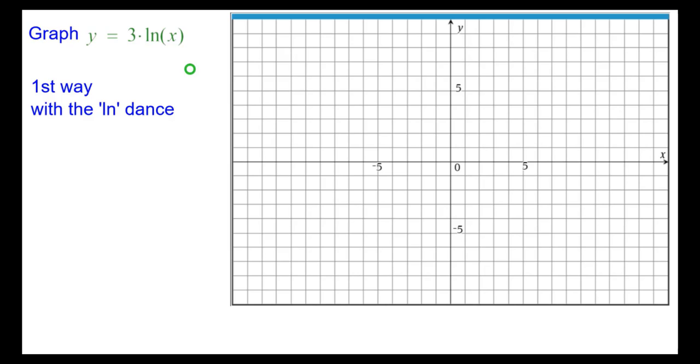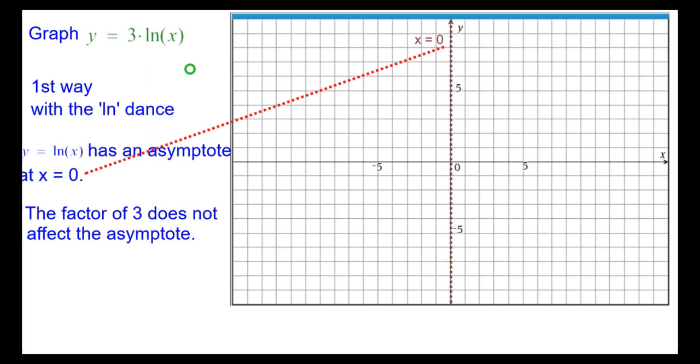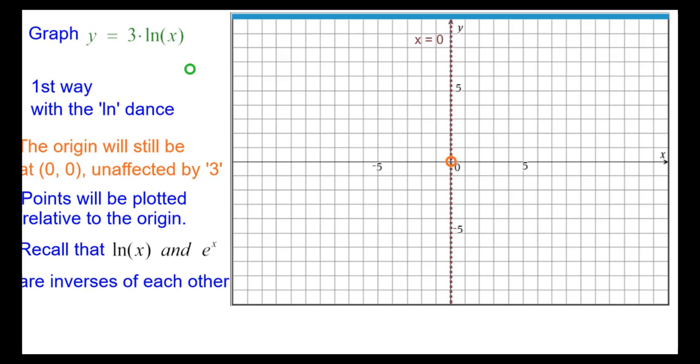The first way is with the natural log dance. Y equals the natural log of x has an asymptote at x equals 0, which is the y-axis. The factor of 3 does not affect the asymptote at all. So we'll go ahead and draw in that vertical asymptote. The origin is also unaffected by this 3, and so we'll plot that, and our points will be plotted relative to this origin.